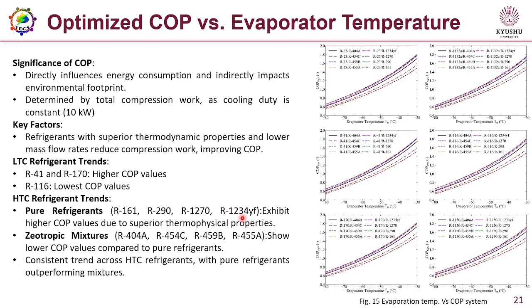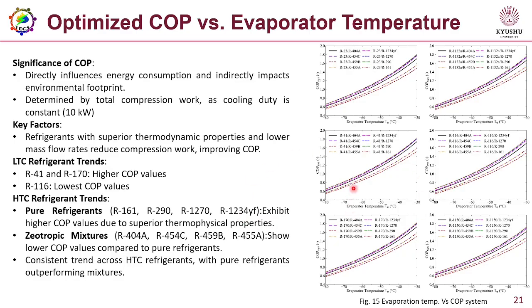So, in the first phase of my research, we observed how the main performance metrics like COP, exergy efficiency, vary as evaporator temperature increases from minus 30 to minus 80 degrees Celsius. The following plots show how the COP of the cascade system varies with the change in the evaporator temperature.